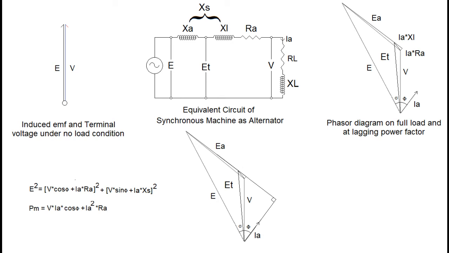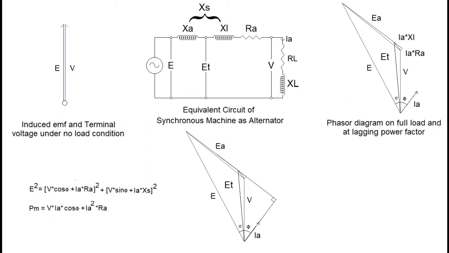The EMF that is produced under no load conditions is E. When the drop in XA, that is the drop in the fictitious reactance, is deducted from E, we get the induced EMF at the terminals. This value is represented by ET on the equivalent circuit and phasor diagram. Further, when the drops in armature resistance and reactance are deducted, we get the actual terminal voltage, or phasor V.